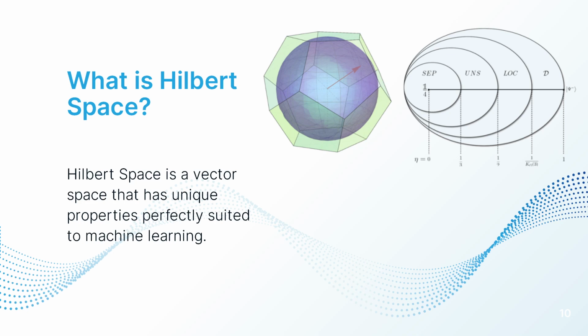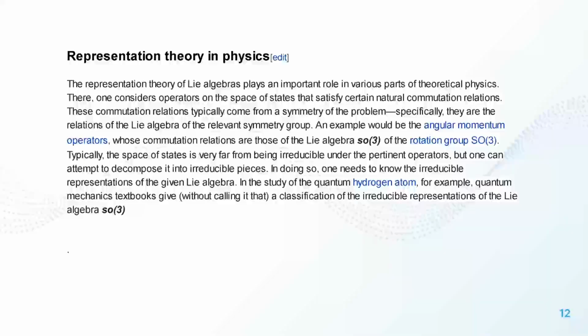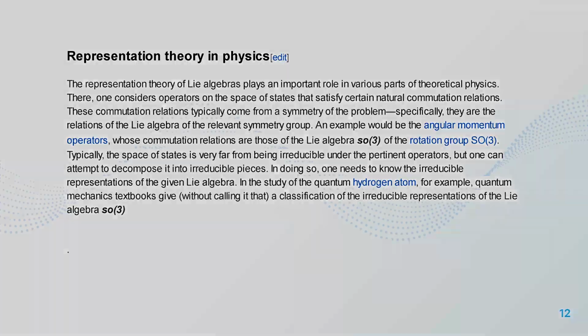Hilbert space is a vector space that is very unique, but it has special properties that are ideal for machine learning. Lie algebra is something we use to manipulate the Hilbert space with the weights and biases. Lie algebra is very complex, but basically it's infinitesimals, or very small numbers, that are close to the center of the Hilbert space, and so they have greater control over how the Hilbert space ends up shaped.